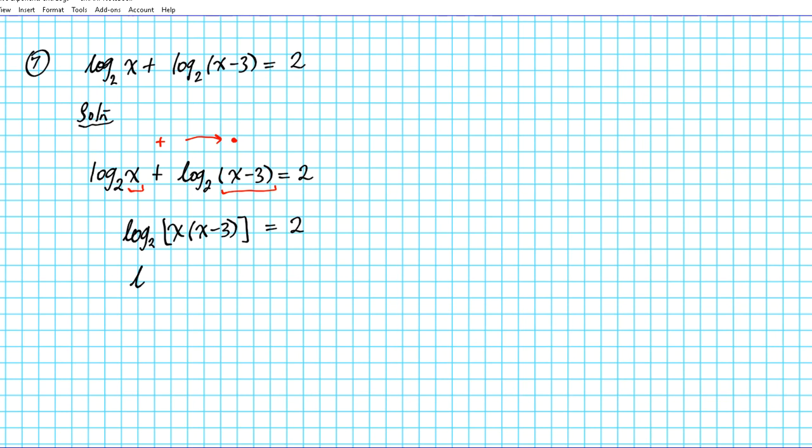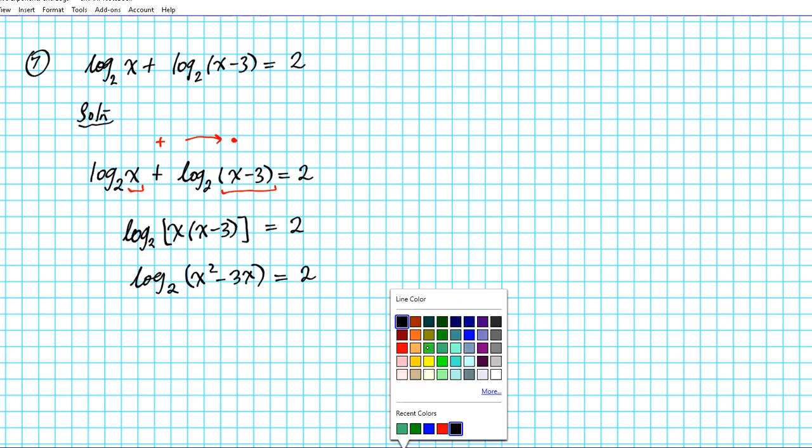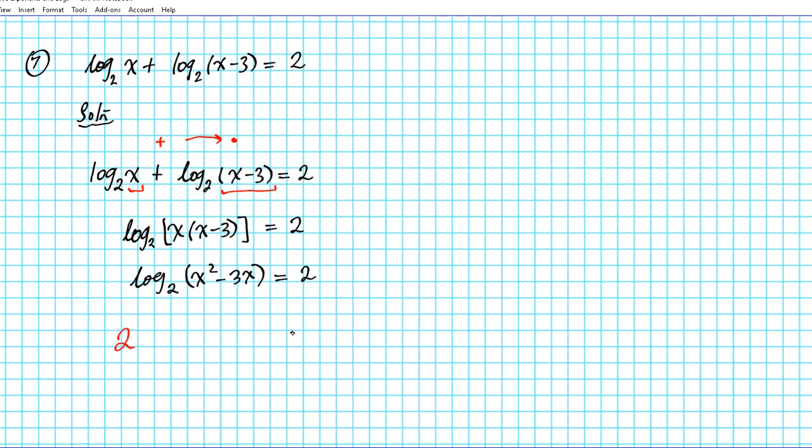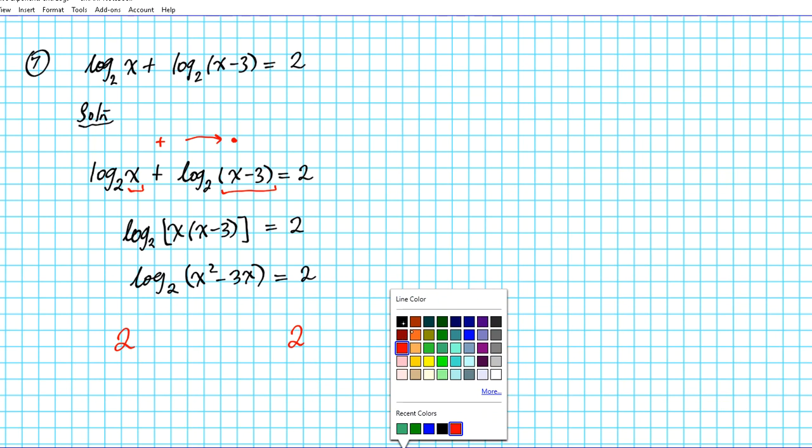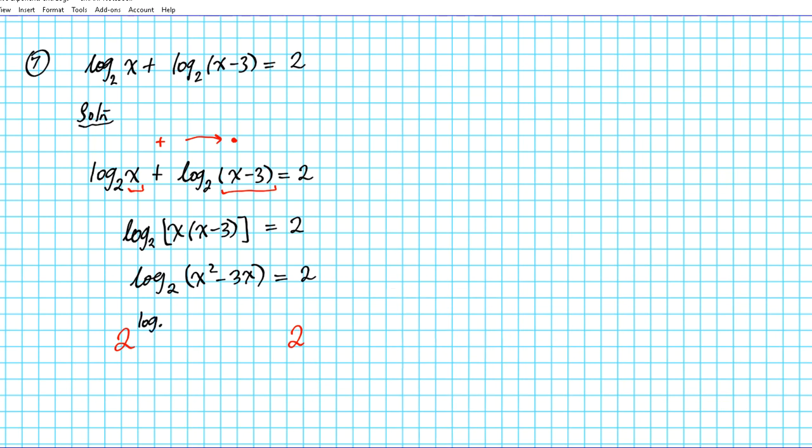Let's simplify the left side. We have log base 2 of x squared minus 3x. Now that we have consolidated our logs to one, we may proceed with the elimination step. The base of our log is 2, so we're going to put big 2's on both sides. And then we're going to have 2 to the log base 2 of x squared minus 3x equals 2 to the second power. On the left side, the logs cancel out since they're inverses. We have x squared minus 3x equals 2 squared, which is 4.